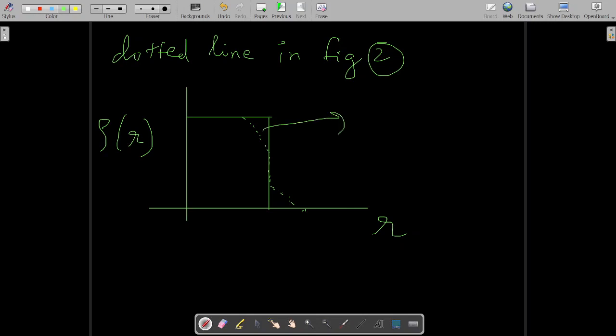Actual charge distribution. Okay, so what is the function associated with this curve? The function associated with this curve is like that. I am showing it on the next page.